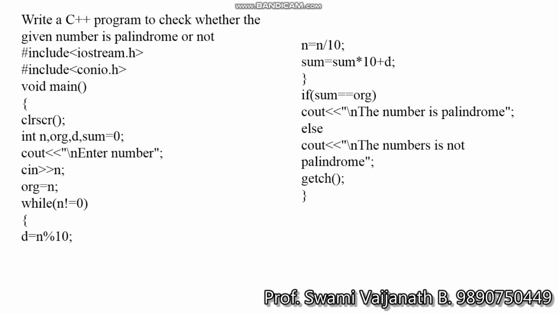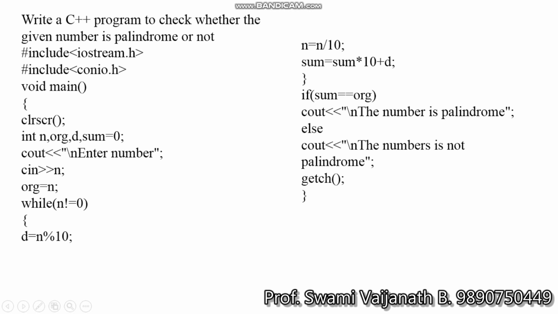With this statement, we understand what the logic for this program is. We use a while loop with n not equal to 0; the loop is executed until n equals 0. d is equal to n mod 10, which separates each digit of the entered number. Then n is equal to n divided by 10, so one digit is removed from the entered number, and sum is equal to sum into 10 plus d, which calculates the sum.